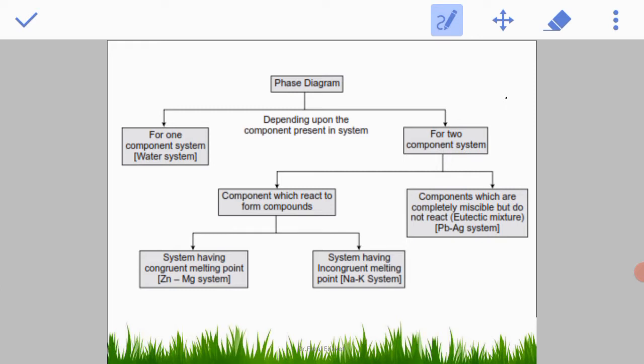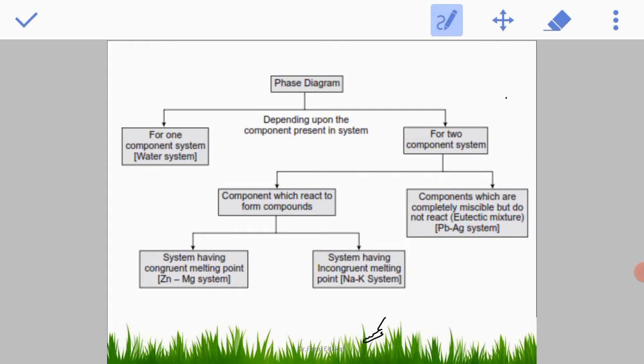So when you add an external solvent, generally the freezing point will be depressed. For example, if you take lead and silver, there will be depression in freezing point for lead, and depression in freezing point for silver. So what happens? They are going to freeze at the lowest temperature. That temperature is what we call the eutectic point. We'll talk about the eutectic mixture.